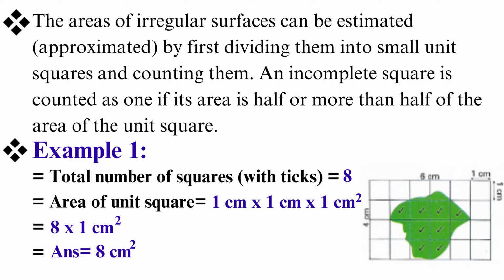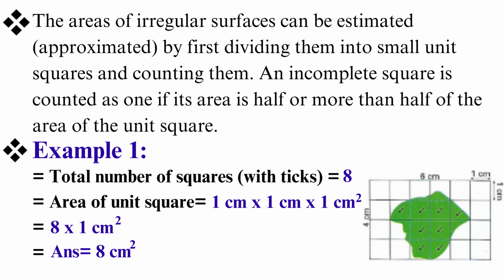The areas of irregular surfaces can be estimated by first dividing them into small unit squares and counting them. An incomplete square is counted as 1 if its area is half or more than half of the area of the unit square.